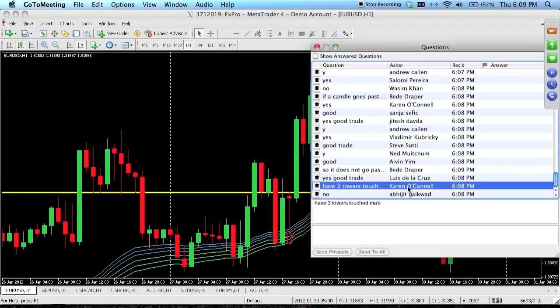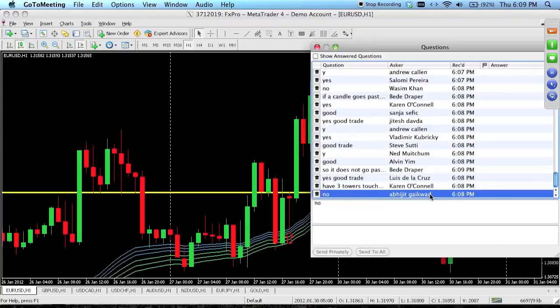Okay, yes, good trade. Karen asks if three towers must touch the MAs. You don't need three towers to touch them. Even if you have just one touching the MA, that's fine. Okay, and Abhijit, no, as in you do not understand, or you do not agree that this is a good trade? Okay, just write down your question. I'll come back to that.